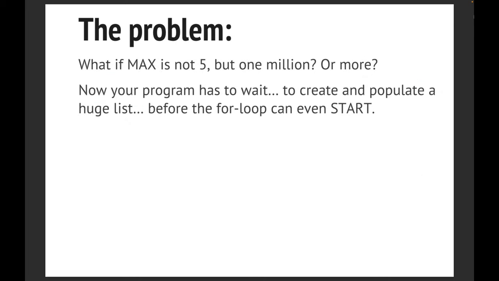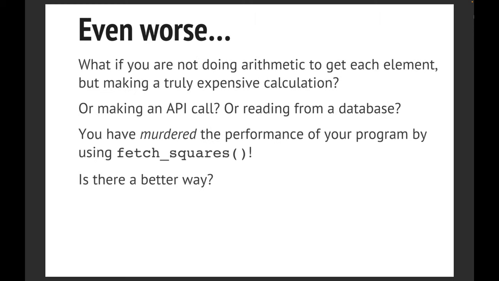Here's why. What if the number of squares in the list is not just 5 numbers? What if it is much larger? Maybe thousands, maybe a million or more. In that case, the for loop cannot even start until you've created the entire list. And as soon as that for loop is done, you just throw that list away. But it gets worse. Imagine you're not just squaring a number, but something more complex, something that taxes the CPU more or has to make a slow API call over the network. By using fetch squares, you have murdered the performance of your program. So is there a better way?